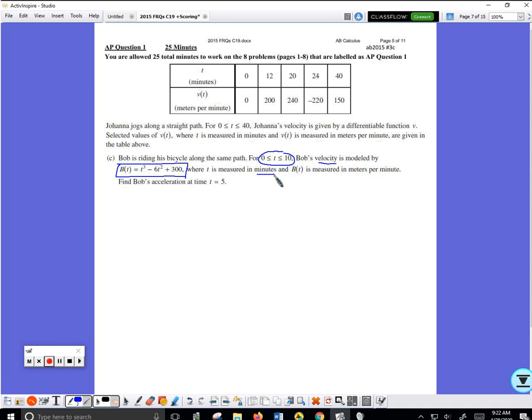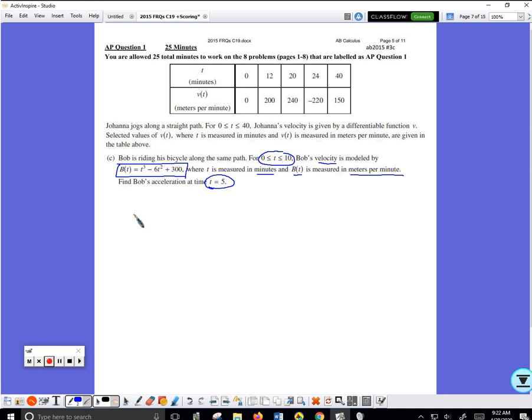It gives me the units. Time is in minutes. Bob's velocity is measured in meters per minute. Find Bob's acceleration at time equal 5. Again, trying to make sure you're prepared for clever questions where you'll have to do things by hand. So let's do this one by hand real quick.